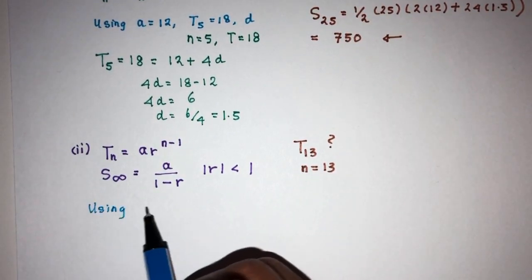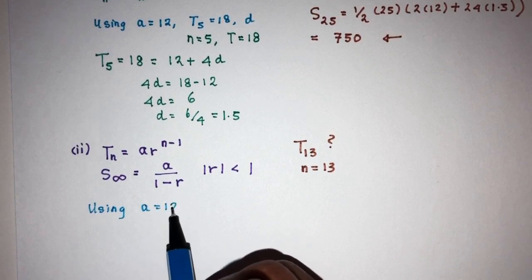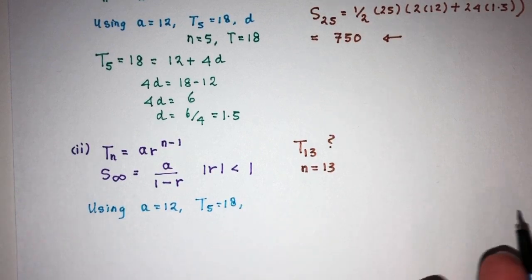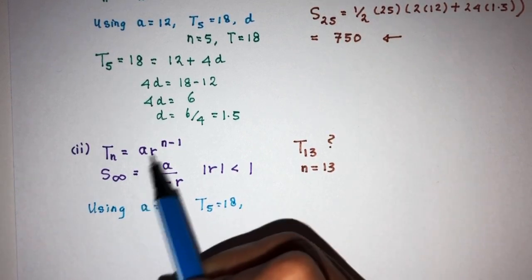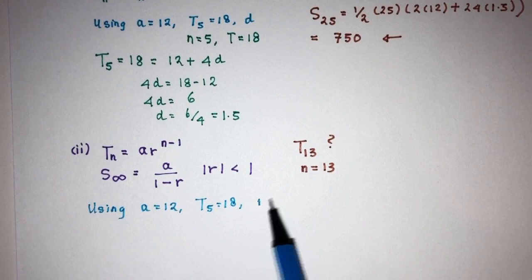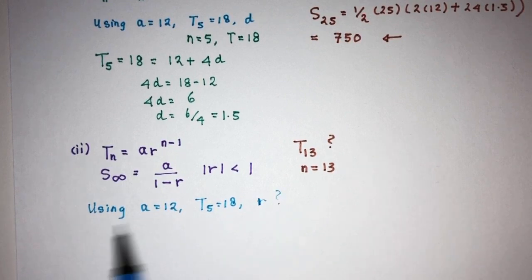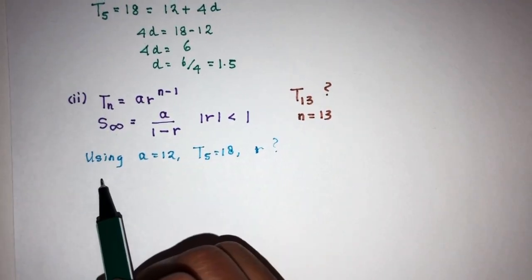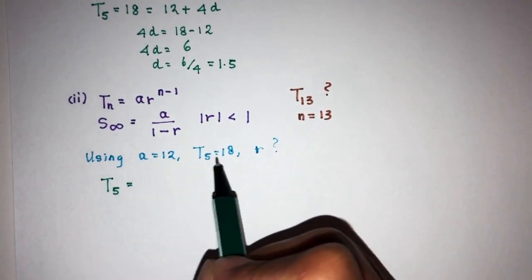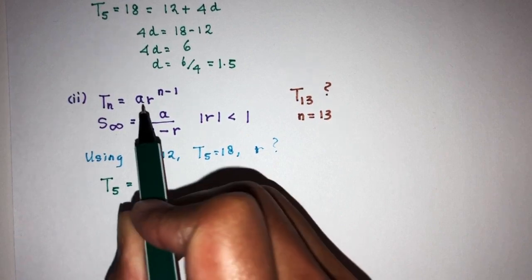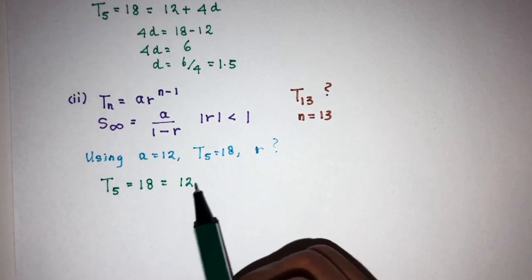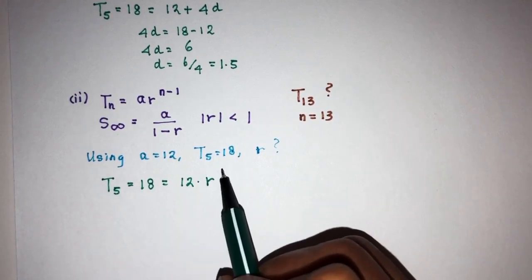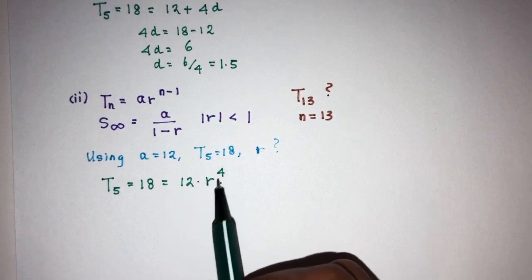So using the value of a, which is 12, the first term, and the fifth term is given by 18. Now we're missing a value here, as by observation we can see we don't have the value of r. So let's first find the value of r from those two given pieces of information. So the term number 5 is 18, which is equal to a is 12, r we don't know, and n minus 1 is 5 minus 1, which is 4. So here we have to solve for the value of r.